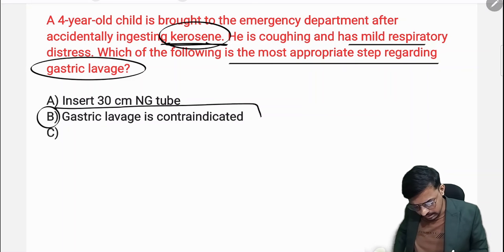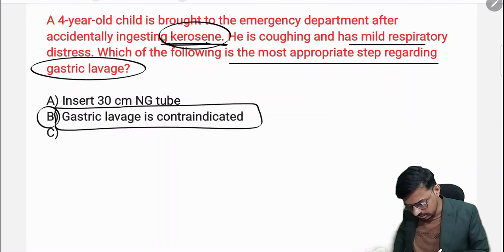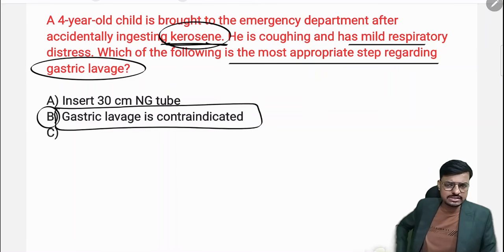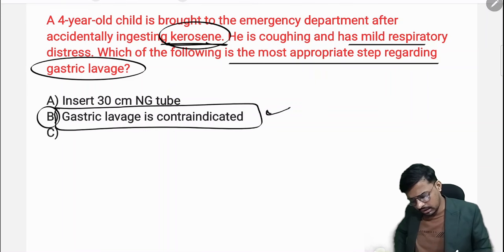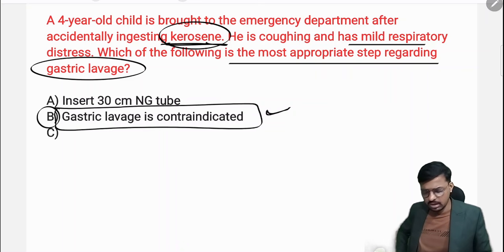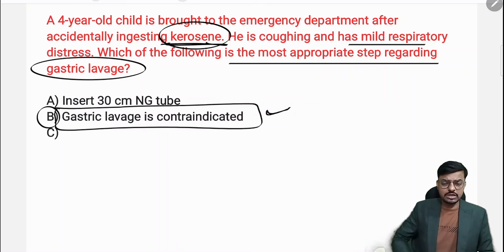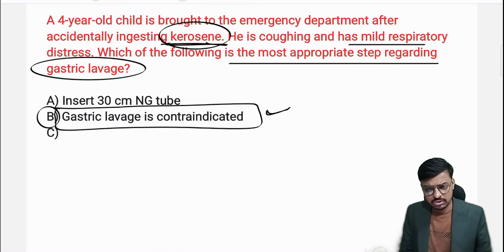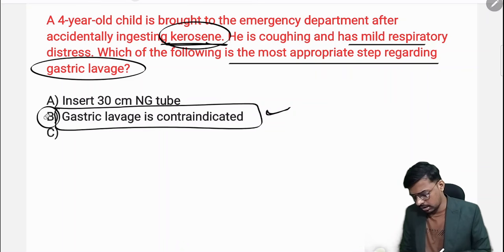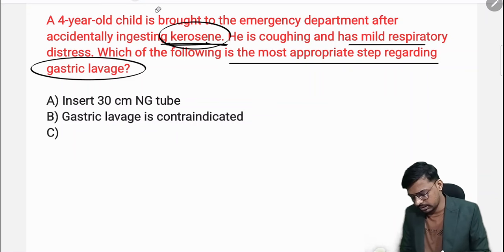So gastric lavage and induction of vomiting are contraindicated, and who all chose the correct answer as gastric lavage is contraindicated, so it goes as correct for you all, right? In the options here there was also insert a 30 centimeter NG tube, so yes, that is not the correct answer. In this particular question, option B is the correct answer. Hope it is clear to everyone of you, right?